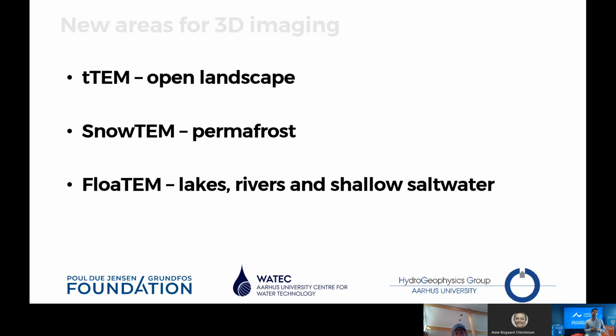Another thing about the system is that it can be easily transformed into a system that can work on lakes, rivers, and also shallow salt waters. We call this system FlowTEM. This is just a version of TTEM. Also the system can be transformed into what we call SnowTEM, which works on ice, where you can map, for example, permafrost.